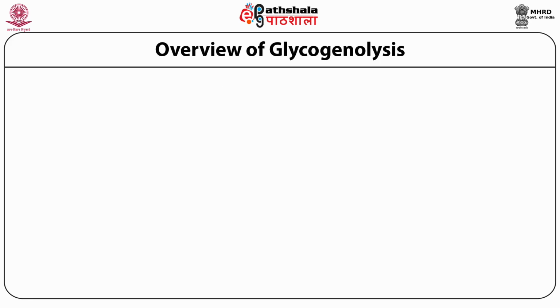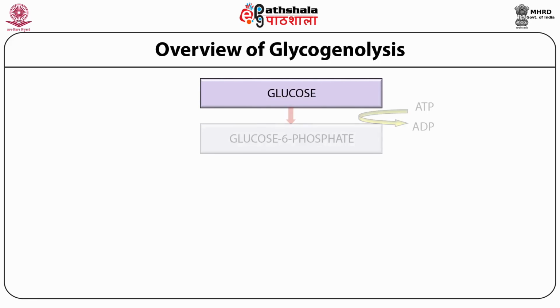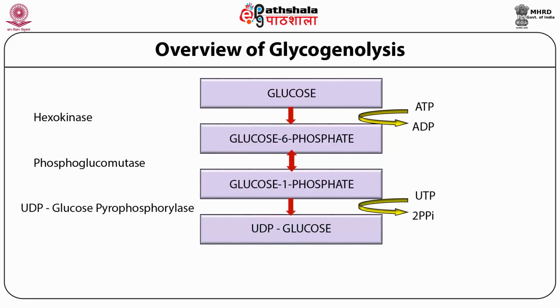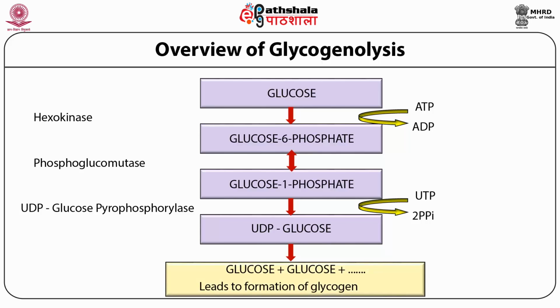Now, let's review the glycogenesis process. As you are aware, in glycogenesis, glucose is converted into glucose 6-phosphate by the enzyme hexokinase. Glucose 6-phosphate goes to glucose 1-phosphate, glucose 1-phosphate to UDP glucose, and that UDP glucose is ultimately added into the growing chain of glycogen with the help of the enzyme glycogen synthase. Glycogenesis and glycogenolysis occur by different pathways.